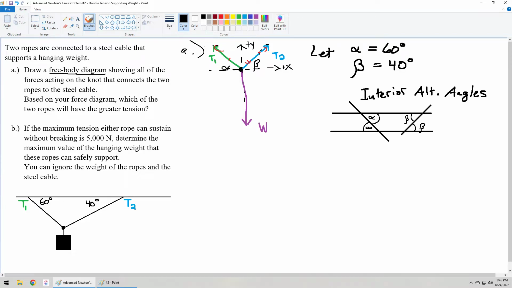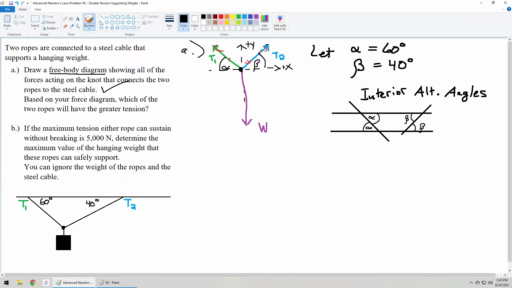this right here. Okay? We've got our weight vector pointing downward. We've got our T1 vector pointing towards the ceiling with the angle moved down into the proper location. And the same thing with the T2 vector pointing towards the ceiling and angle beta moved into the proper location. So that is this part of the free body diagram.